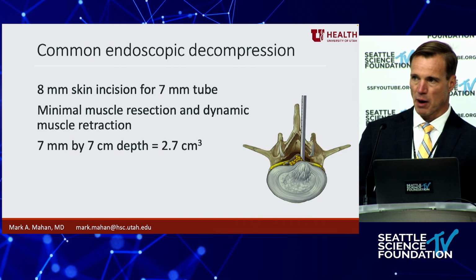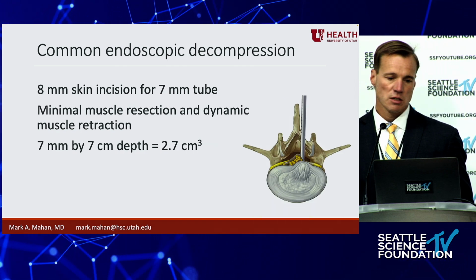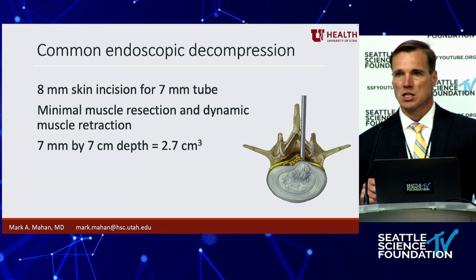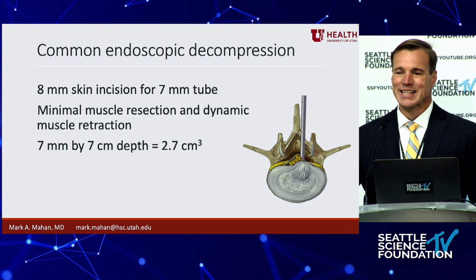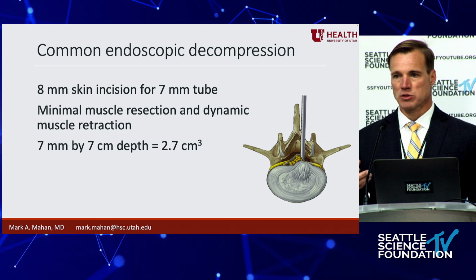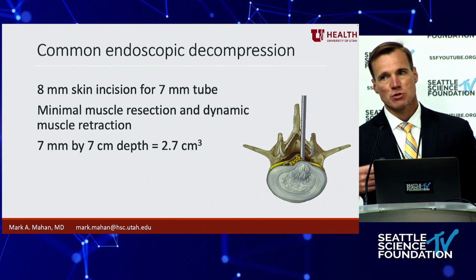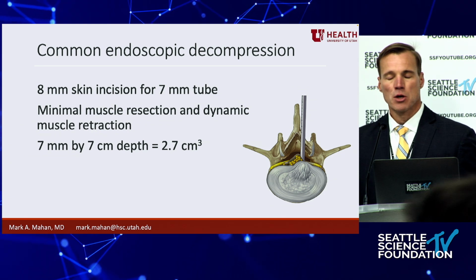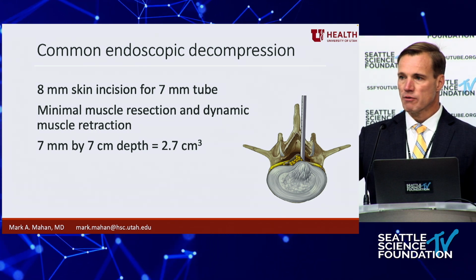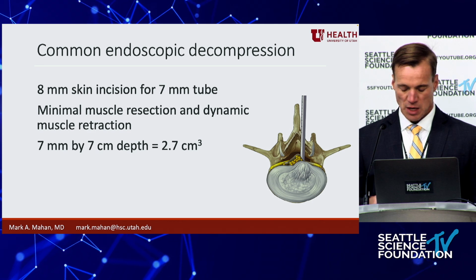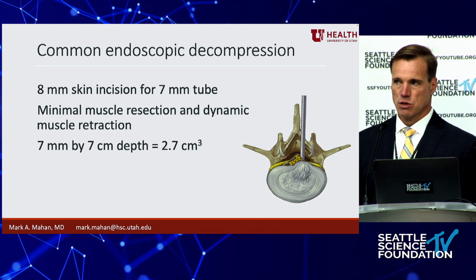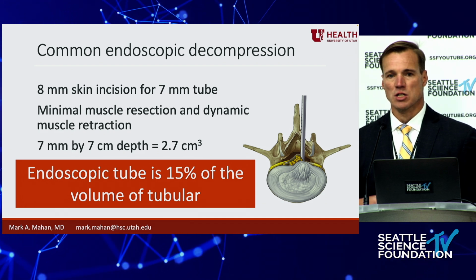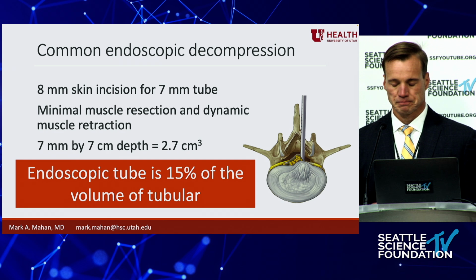Compare that to an endoscopic spine decompression. You're about an 8mm skin incision for about a 7mm tube. Your muscle resection is minimal. Everything you're trying to do with the tube is to get underneath the multifidus, not sit on top of the multifidus and then remove it. And then you're going to do dynamic muscle retraction the whole time. It's not a static tube that's being held in place by a static arm. You're moving through the tissue, so it's never permanently ischemic during the time of your surgery. And your volume of displacement is 3. So the endoscopic tube volume is 15% of that of a standard tubular discectomy.